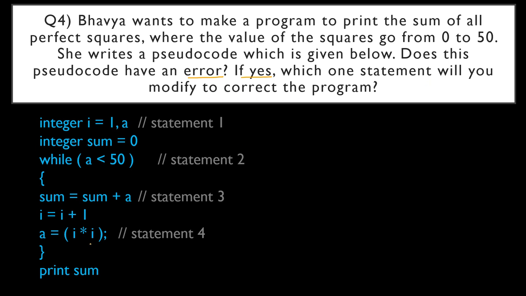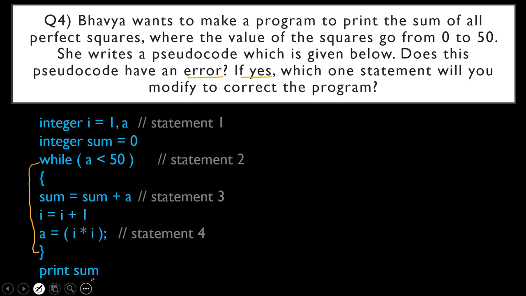So this is the given pseudocode. Integer I is equal to 1, comma, a, integer sum is equal to 0, while a is less than 50, sum is equal to sum plus a, I equal to I plus 1, a equal to I into I. So we have a bracket here for this while, so we don't need to worry, but let us still draw this to be comfortable.